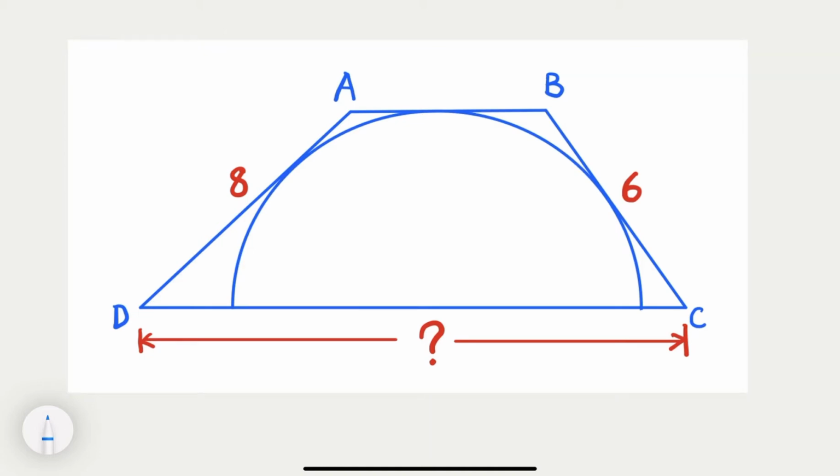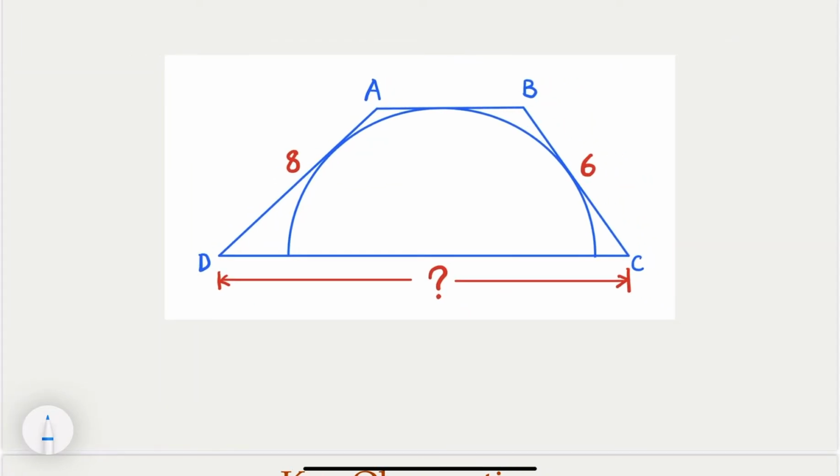We have a trapezoid here, and we have a half circle. The three sides are tangent to the circle, and we are given the side lengths 8 and 6. We try to find the length of the base, CD. Why don't you try to solve this problem? Pause the video if you need to, and then when you're ready, let's continue to the solution.